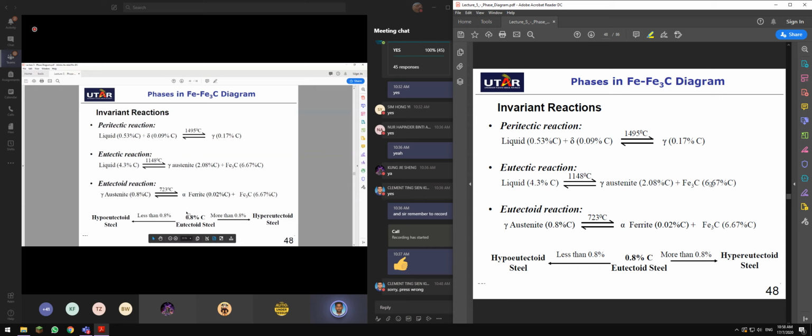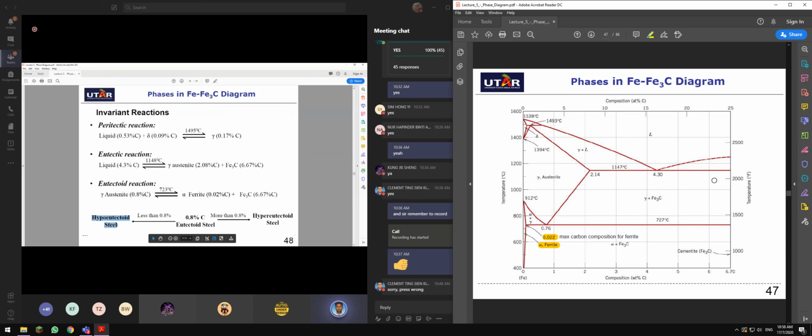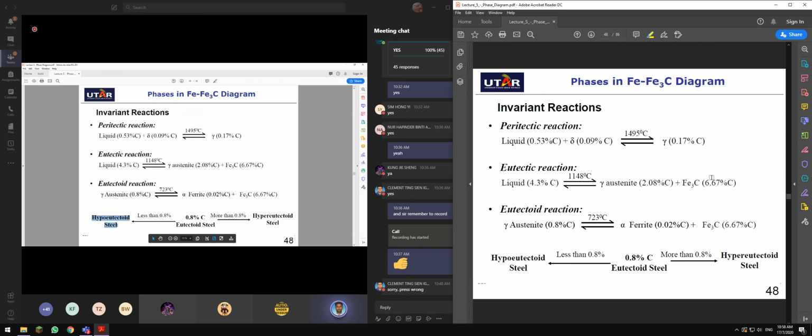And in eutectoid steel, I'll be concentrating on eutectoid steel. Any addition of carbon less than 0.8 percent, we call that hypoeutectoid, less carbon. An addition of carbon more than 0.8 percent into iron, we call that hypereutectoid steel.